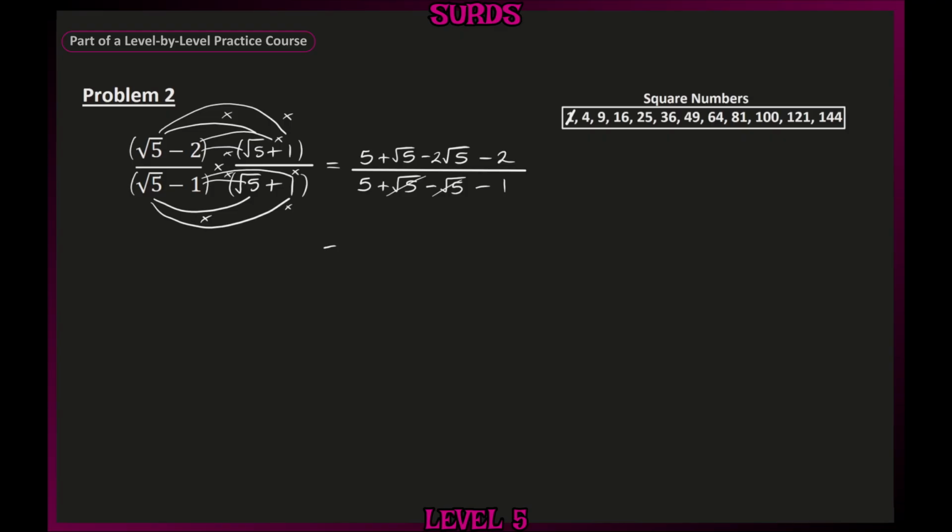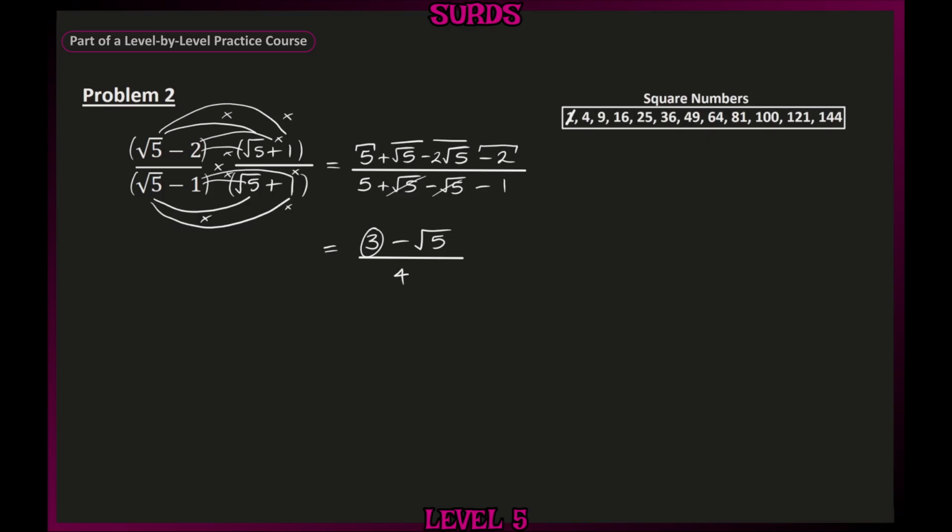So now looking at the numerator, we can simplify. So we have a 5 and a minus 2. So 5 minus 2 is 3. And we also have a root 5 and a minus 2 root 5. And this gives us minus 1 root 5, or minus root 5. On the denominator, our root 5's have cancelled out, so we just have 5 minus 1, which is 4.